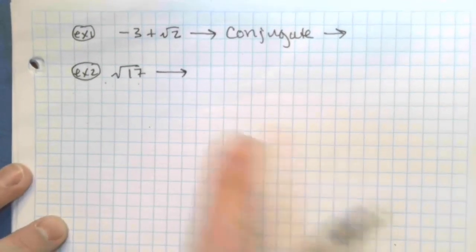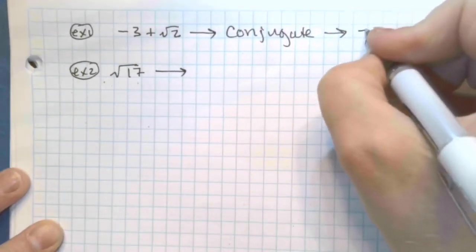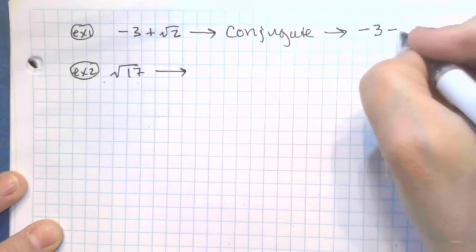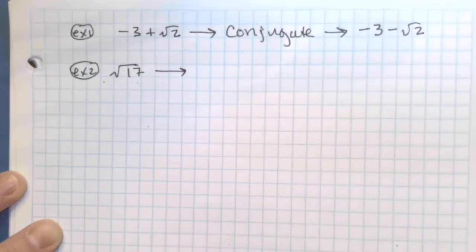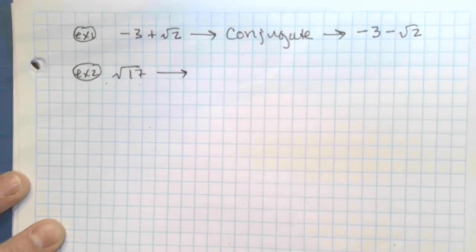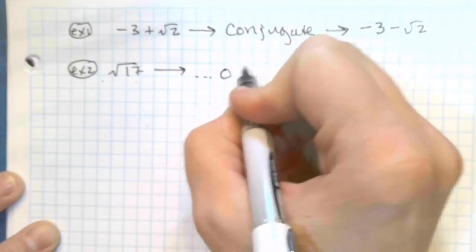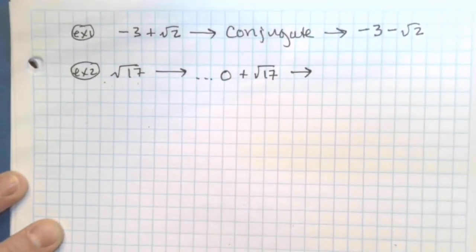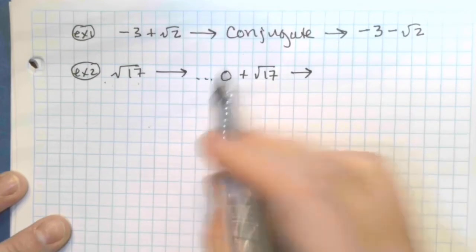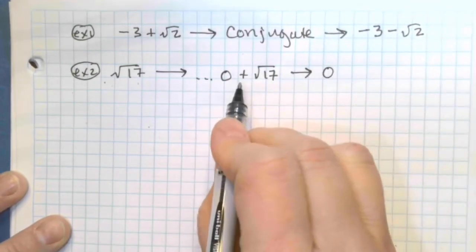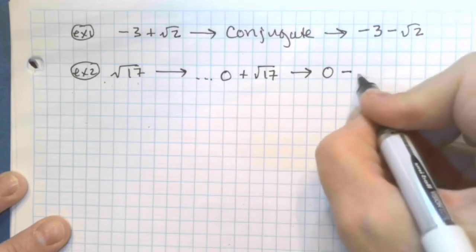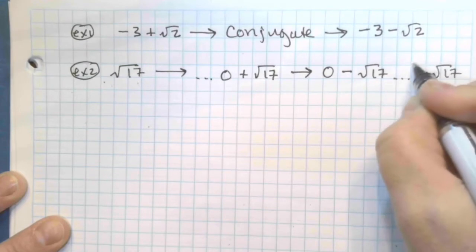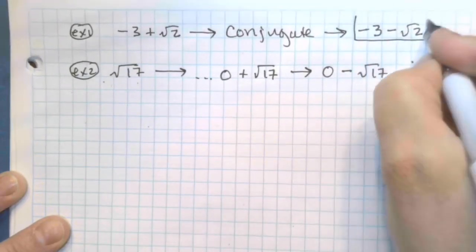Okay, for the first one, the first term does not change. That's still a negative 3. The second term changes sign, so it goes from positive to a negative radical 2. Now for radical 17, it might be helpful to think of it like 0 plus radical 17, and then do the conjugate with the 0 and the plus in your number. So the 0 will stay the same, and it will go from a positive radical 17 to a negative radical 17, which of course is just negative radical 17. So those are your conjugates.